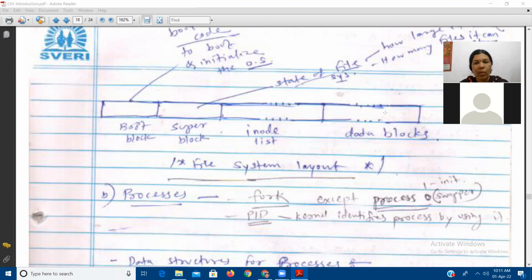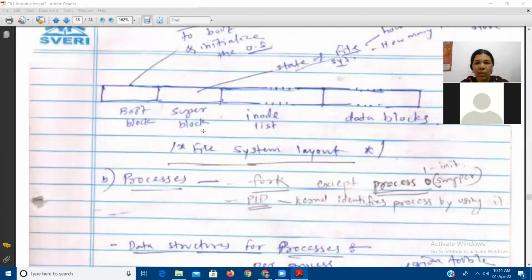The size of the data block varies throughout the lifetime of the system, and the size of the inode list also varies throughout the lifetime of the operating system. Data about data blocks and inode list is stored inside the super block, and all the files related to booting are stored as part of the boot block. So this is about file system layout in the Unix operating system.